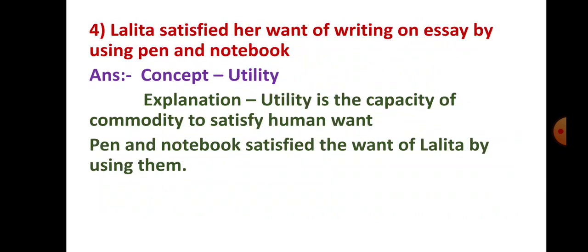Now the next illustration is Lalita satisfied her want of writing an essay by using pen and notebook. So what is the concept here? Here the concept is utility. Then after that you have to explain what is utility. You have to write down the explanation of utility. So utility is the capacity of a commodity to satisfy human want. So pen and notebook satisfied the want of Lalita by using them.